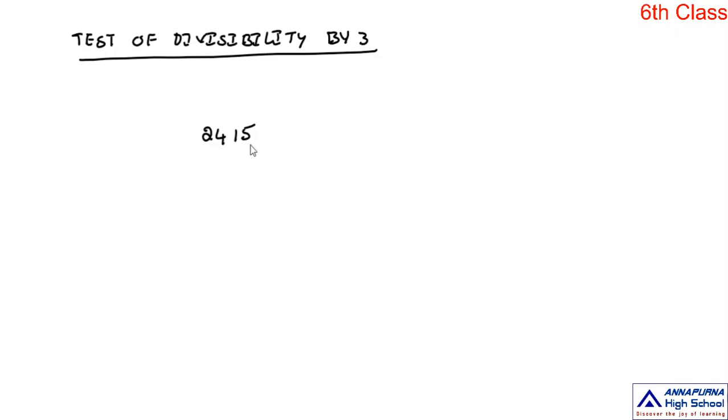First we find the sum of its digits. What are the digits here? 5, 1, 4 and 2. We add them. Sum of the digits: 2 plus 4 plus 1 plus 5. 2 plus 4 is 6, 6 plus 1 is 7, 7 plus 5 is 12. This is the sum of the digits in the given number.